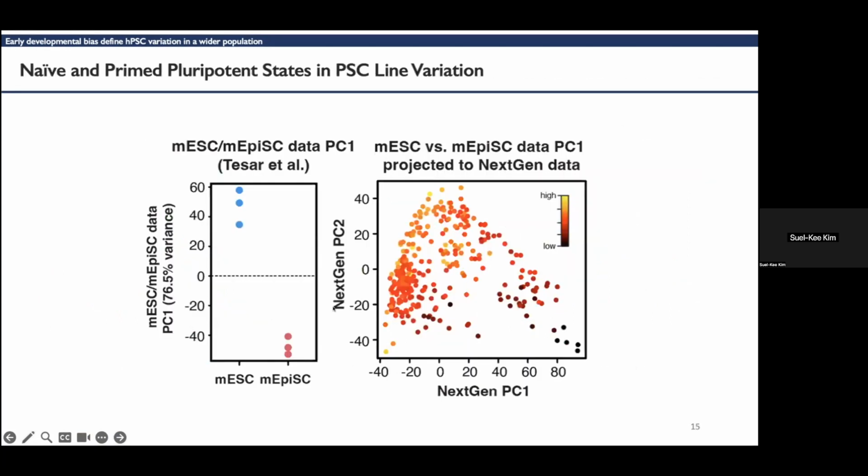And furthermore, we found that next-gen PC2 is correlated with a mouse embryonic stem cell versus mouse epiblast stem cell identity. The cell lines with high next-gen PC2 values display the highest levels of mouse embryonic stem cell identities.